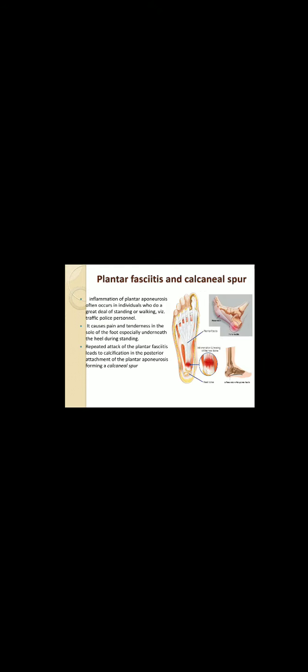Now come to the function of the plantar aponeurosis. It firmly fixes the skin of the sole and provides the origin of muscles of first layer. It protects the plantar nerve and vessels from compression. It helps to maintain the longitudinal arch of the foot by acting as a tie beam. Now there is a plantar fasciitis and calcaneal spur.